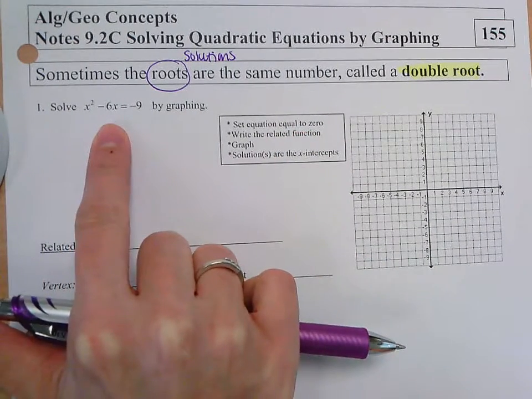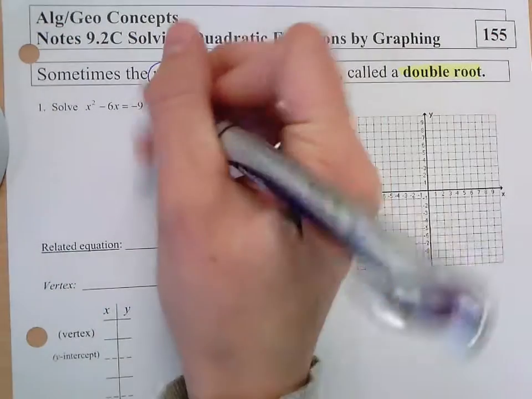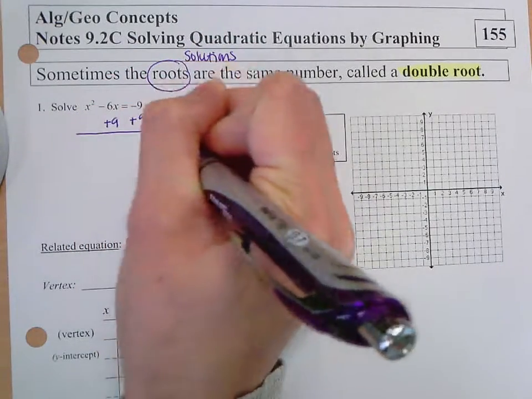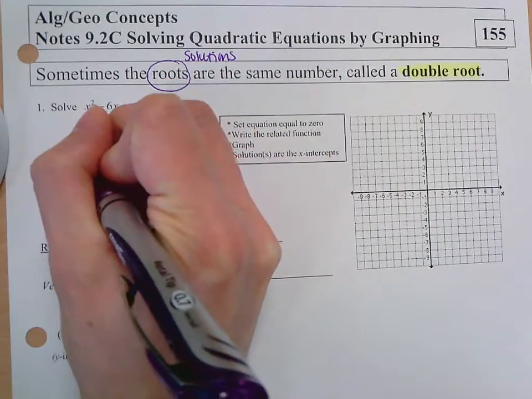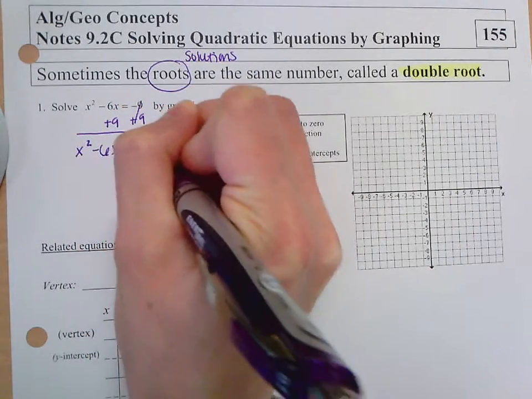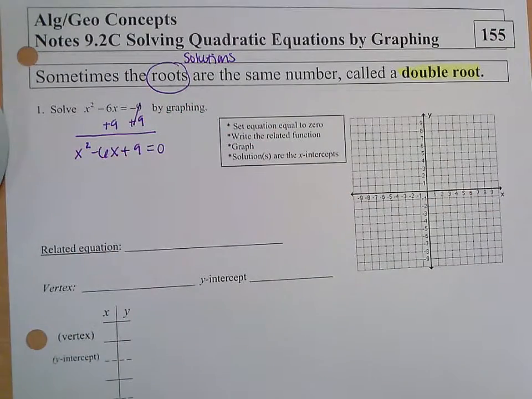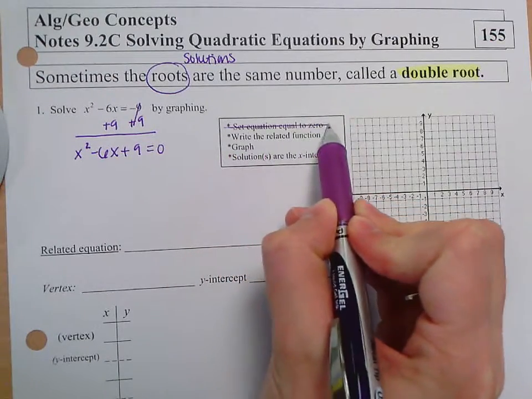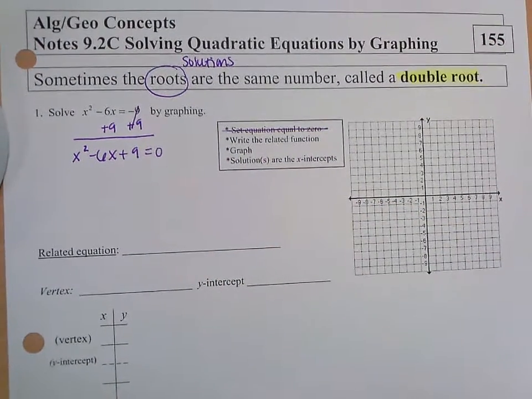How could I get one side to be 0 for this equation? Casey? Yes, I could add 9 to both sides. So I'd have x squared minus 6x plus 9 equals 0. Okay, so that means that first step, setting one side equal to 0, is done.